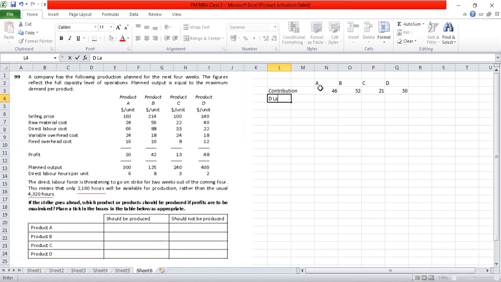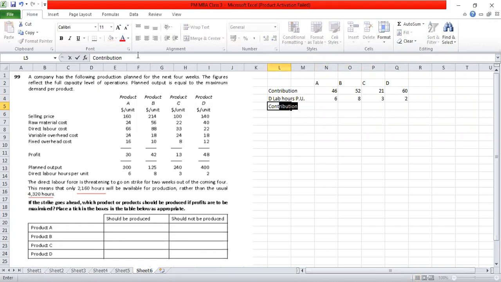Direct labor hours. The last one will be 60, not 50, ma'am. D. Oh yeah, sorry. Okay. Direct labor hours per unit. What is the requirement of direct labor hours per unit? We see that as 6, 8, 3, and 2.